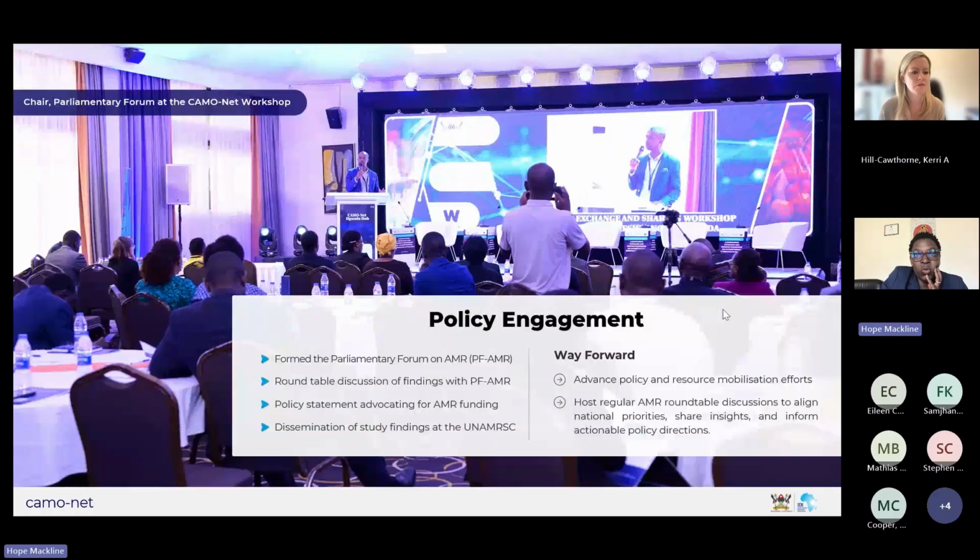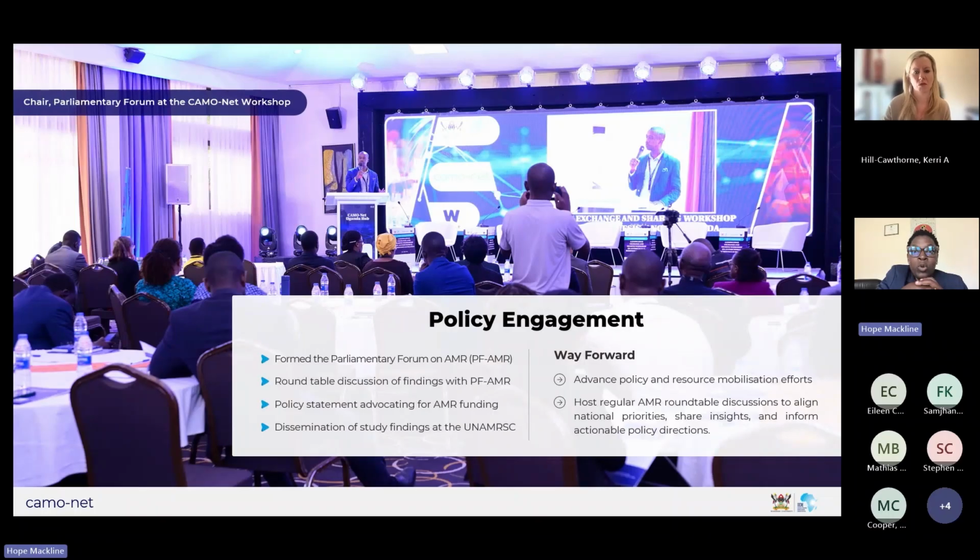So this shows one of the workshops that we had with the policy makers, and the gentleman that is standing at the podium is Dr. Charles Ayume. This is the chairperson for the Parliamentary Forum on Antimicrobial Resistance, and he has actually helped us push most of these requirements that we need, or what we've put forward.